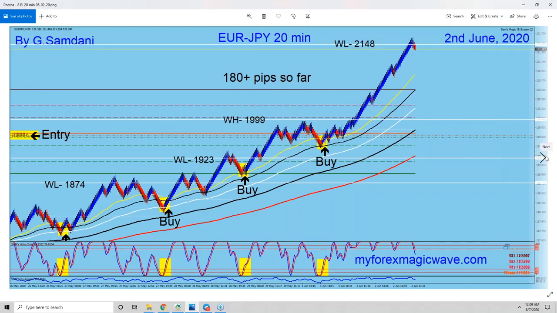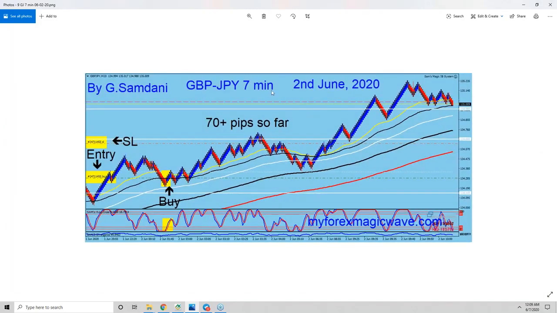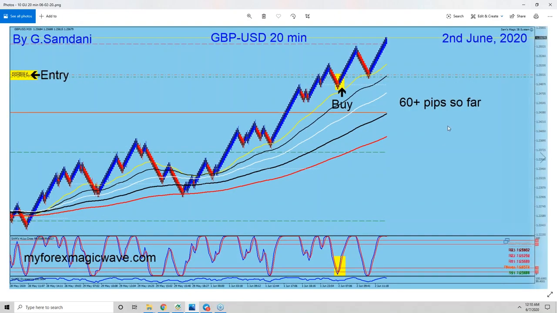On the second, again, pound yen for 70. This is from the 7-minute chart. Sometimes when the volume is low and the market is not moving fast, I take the entry from the 7-minute chart, and I teach all of that in my webinars to my subscribers: when to do, what to do and how to do.